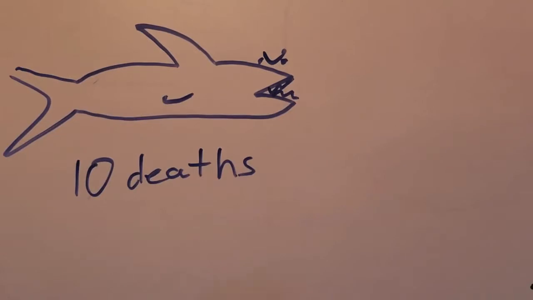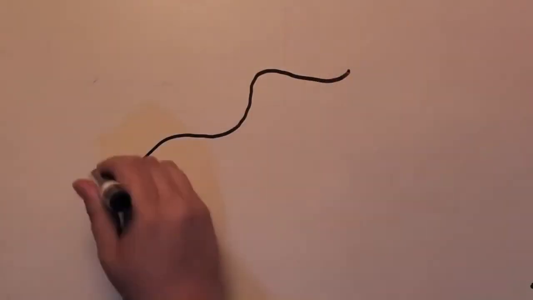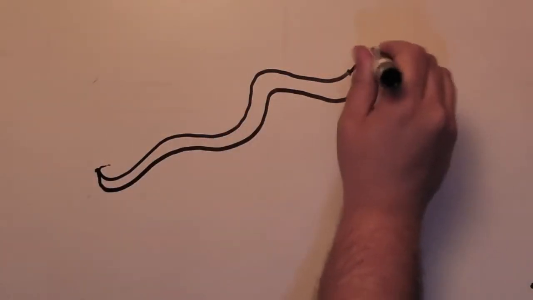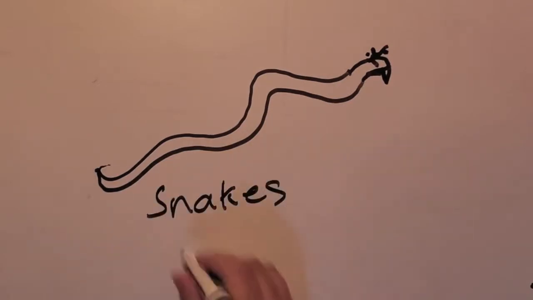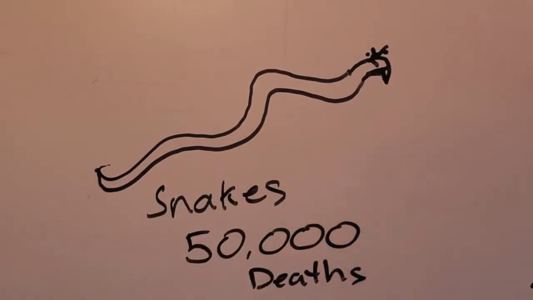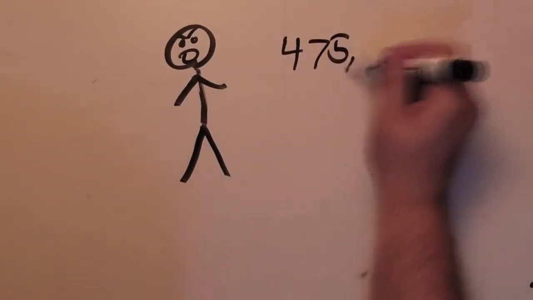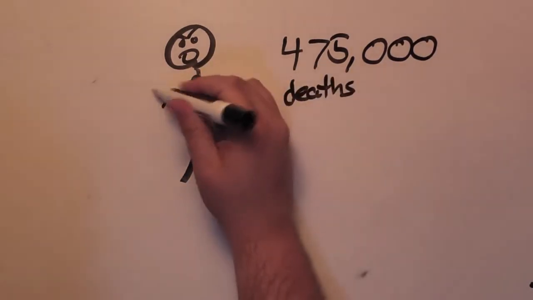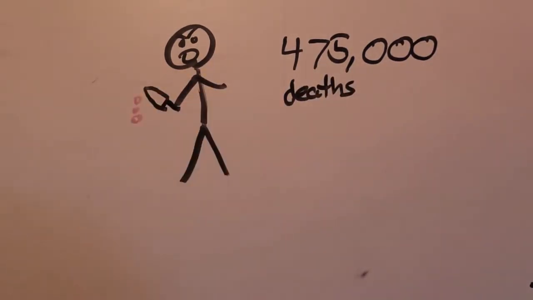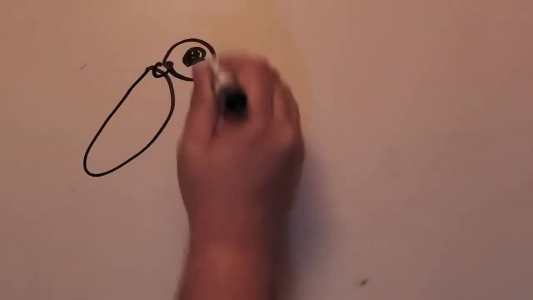For instance, sharks are only responsible for 10 human deaths per year. Snakes, responsible for roughly 50,000 deaths per year, and humans coming in as the second most dangerous thing to humans at 475,000 deaths per year, with mosquitoes clocking in at a whopping 750,000 human deaths per year.